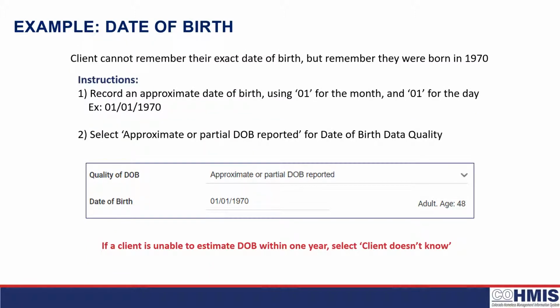It's possible that your client may not be able to remember their exact date of birth and doesn't have any documentation that'll help clear that up, but they may remember they were born in 1970. So the instructions from HUD we have are to record an approximate date of birth using 01 for the month and 01 for the day. So for example, our client knows they were born in 1970 but can't remember their specific date of birth. We'd write 01/01/1970 and select approximate or partial date of birth reported for the data quality there. This will result in a data quality issue, but this is the appropriate way to go about it. We shouldn't be making anything up or reporting fake data.